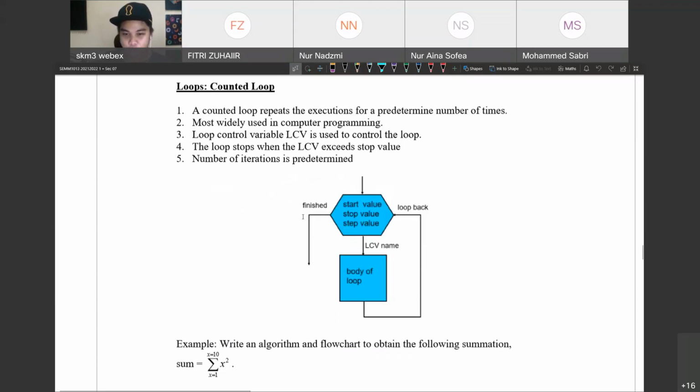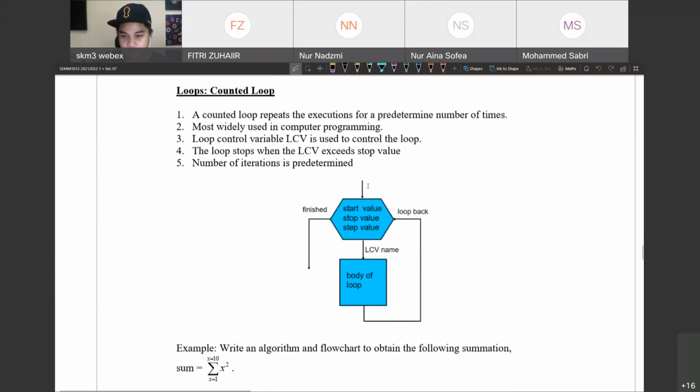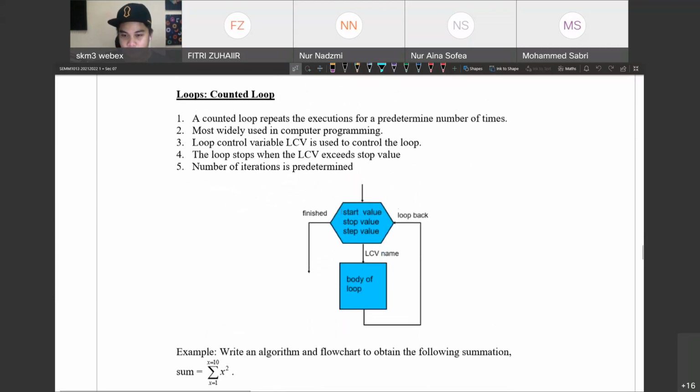So let's take a look. First we have the input. We have the start value, for example, 0. Our stop value may be 10. Our step value means how much we increase from 0. Increase by 1, for example, step value 1. So 0, 1, 2, 3, 4, 5, 6, 7, 8, 9, 10, it will stop.